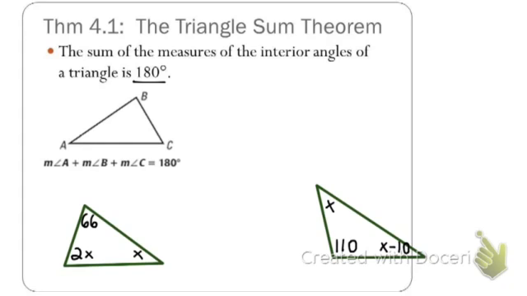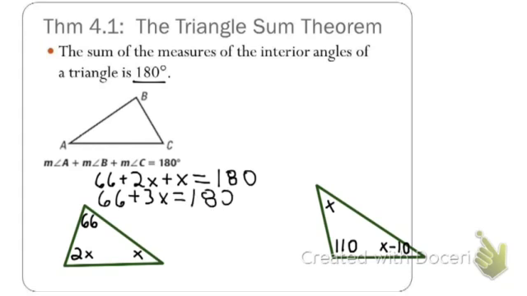So typically what we're going to see here is you're either given two angles and you need to find the third, or you have some combination of x's and values and you have to solve, like we have below. So if I wanted to solve this one on the left, I could say 66 plus 2x plus x equals 180. That gives me 66 plus 3x equals 180. If I subtract 66 from 180, I get 114. And then divide 114 by 3, and we get 38.